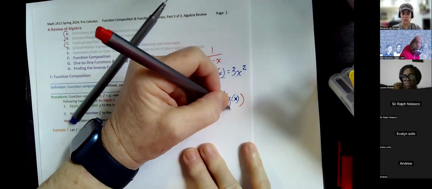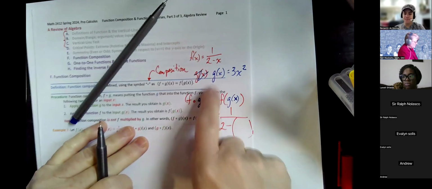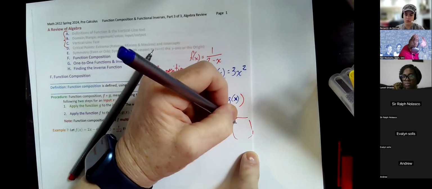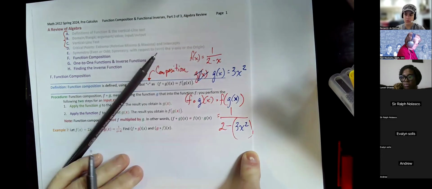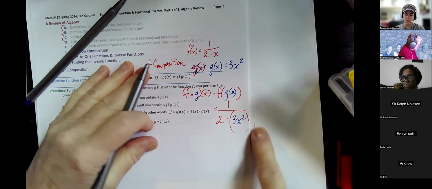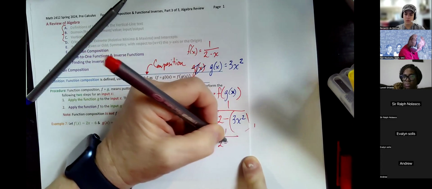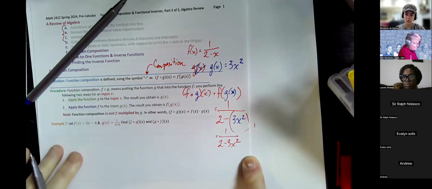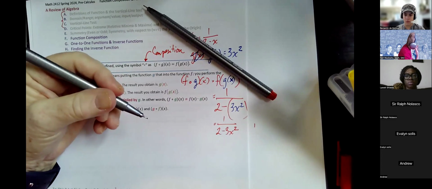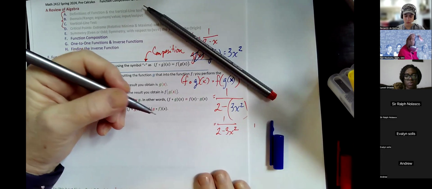We've got 1 over 2 minus, and instead of x here, we're going to put 3x squared. Then to simplify it, all we have to do in this case is take away the parentheses. So we have 1 over 2 minus 3x squared. The wonderful thing about composition is that most of the time it is not commutative. It changes depending upon order.